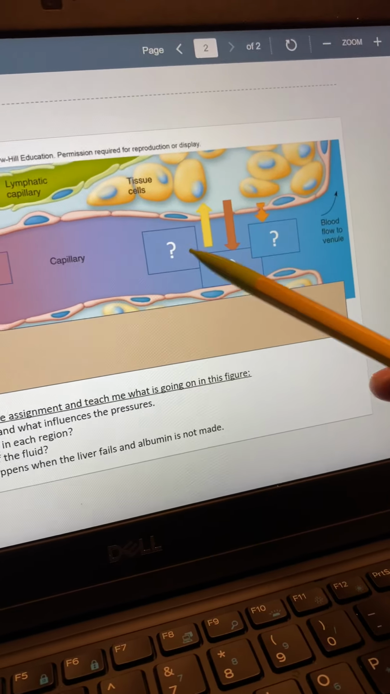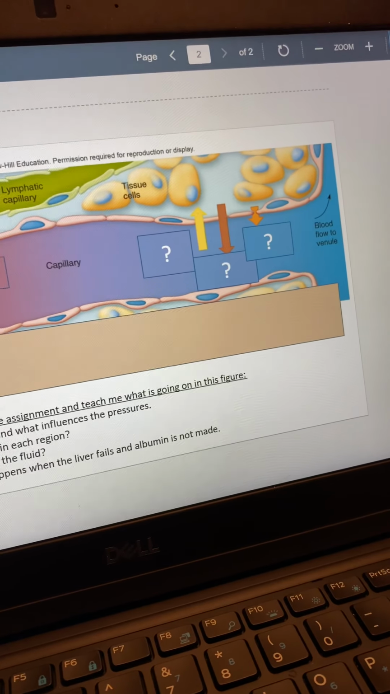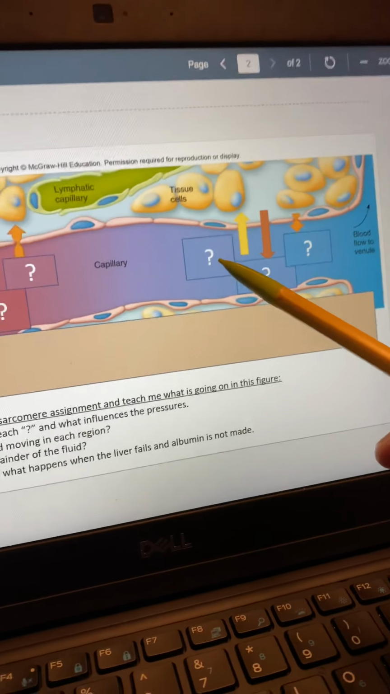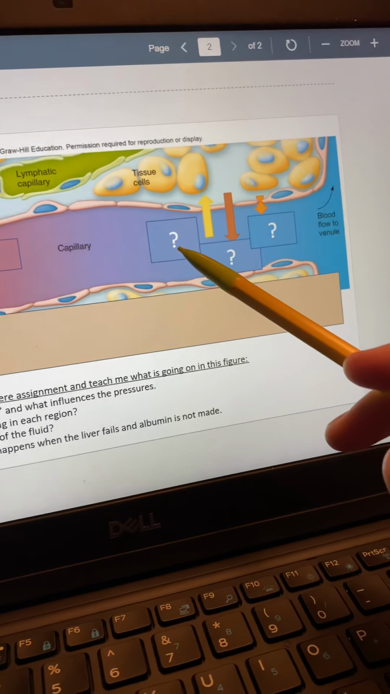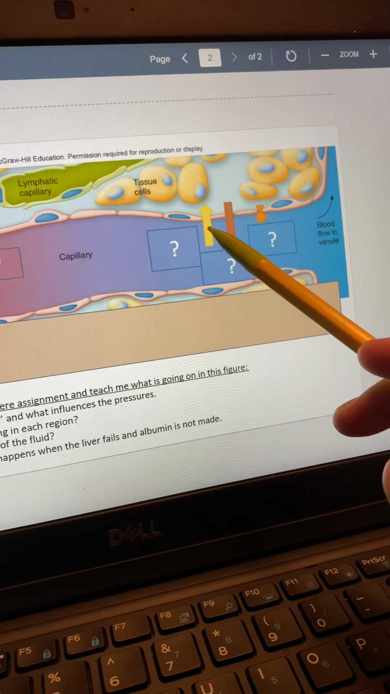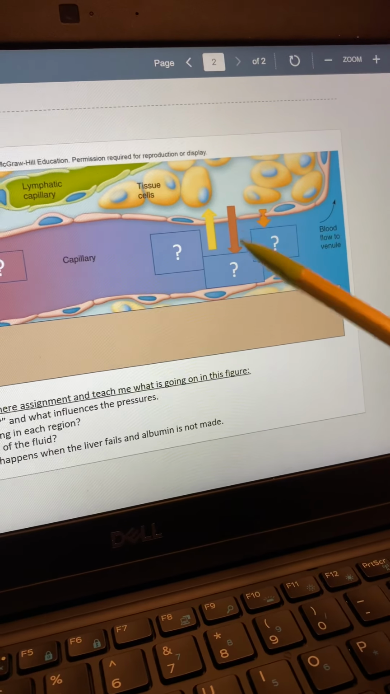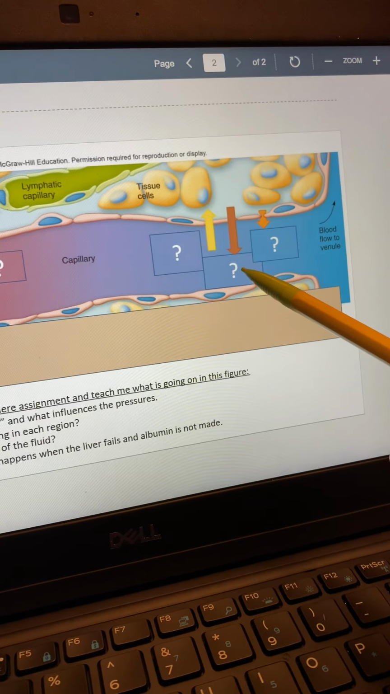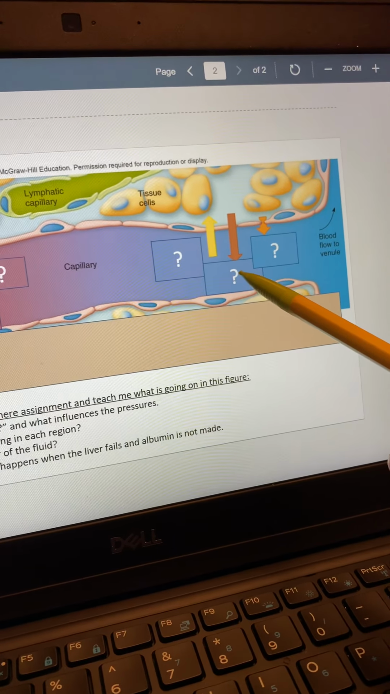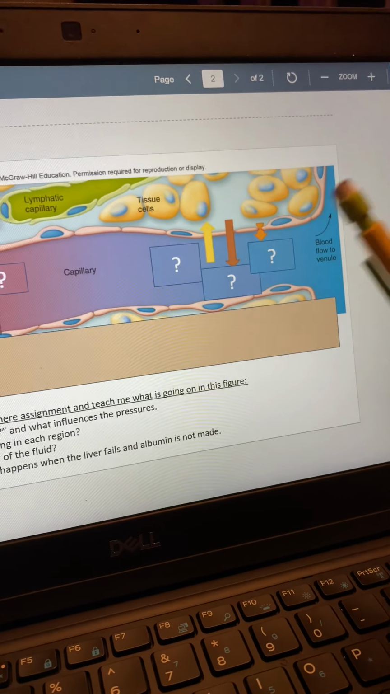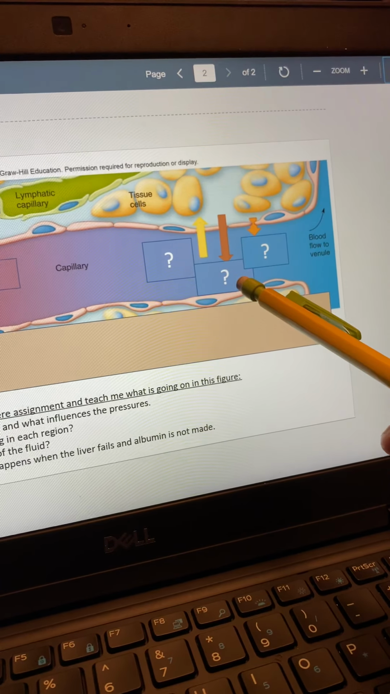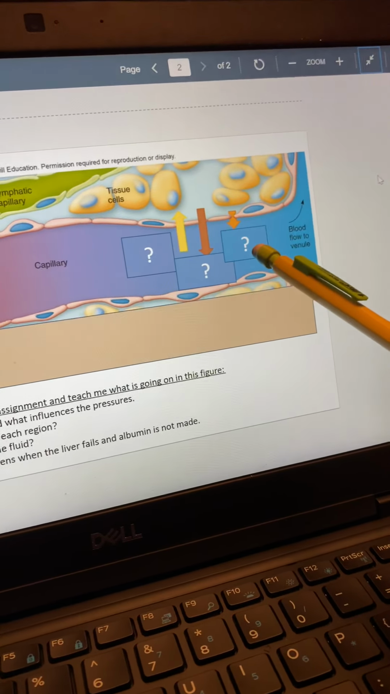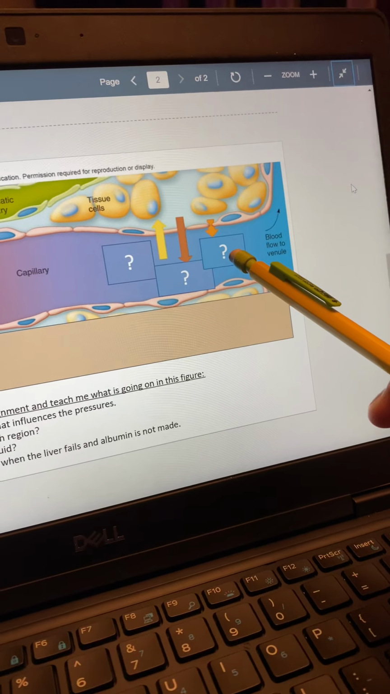Moving on to the venal side, we've got a smaller amount of hydrostatic pressure. That's 16 millimeters of mercury of hydrostatic pressure. And then the same osmotic pressure. The osmotic pressure is the same everywhere in the body, so that's going to remain at 24.